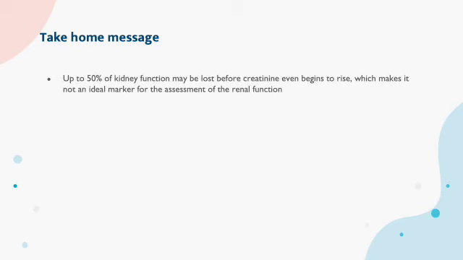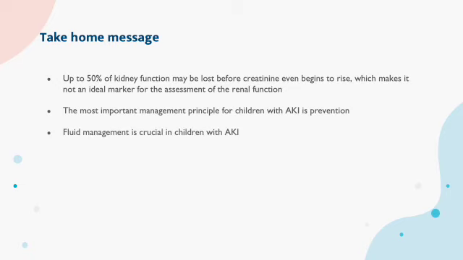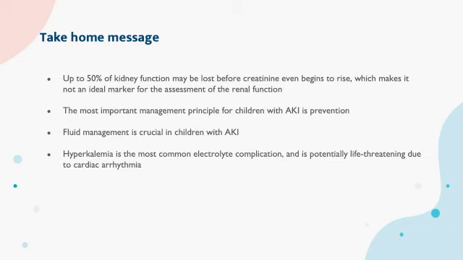So that brings us to the end of the presentation. I would like to summarize by saying that up to 50% of kidney function may be lost before creatinine even begins to rise, which makes it not an ideal marker for the assessment of renal function. And the most important management principle for children with AKI is prevention. Fluid management is crucial in patients with AKI. Hyperkalemia is the most common electrolyte complication and is potentially life-threatening due to cardiac arrhythmia. CRRT is useful in patients with hemodynamic instability and multi-organ dysfunction.